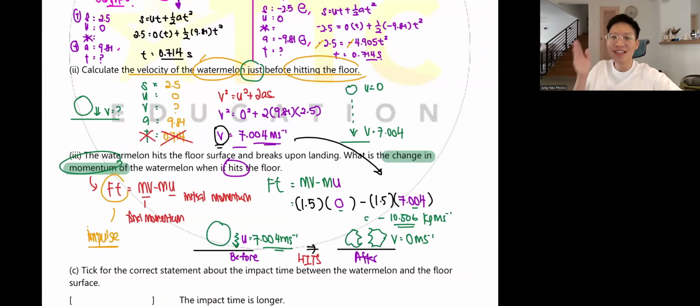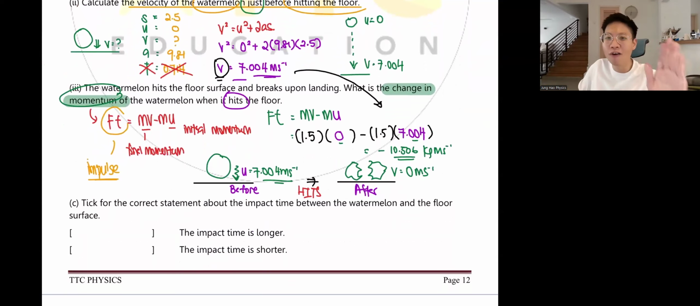Okay, once we are done with this, take the correct statement about the impact time between the watermelon and the floor surface. So right now, your watermelon has broken. Your watermelon broke because your impulsive force is very big or very small.